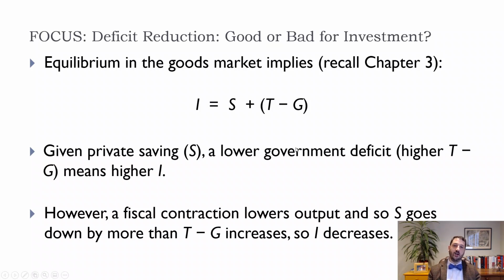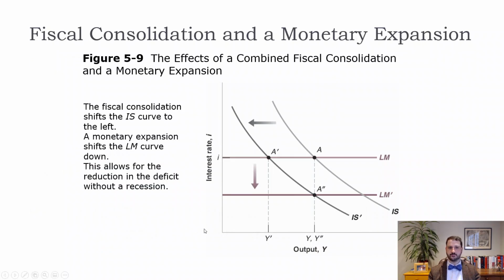So you have to be really careful in these types of models to remember what is exogenous and what is endogenous. And private savings in this case is endogenous, as is investment spending. And so if you have this government contraction, then you could actually decrease output overall and decrease investment spending overall.